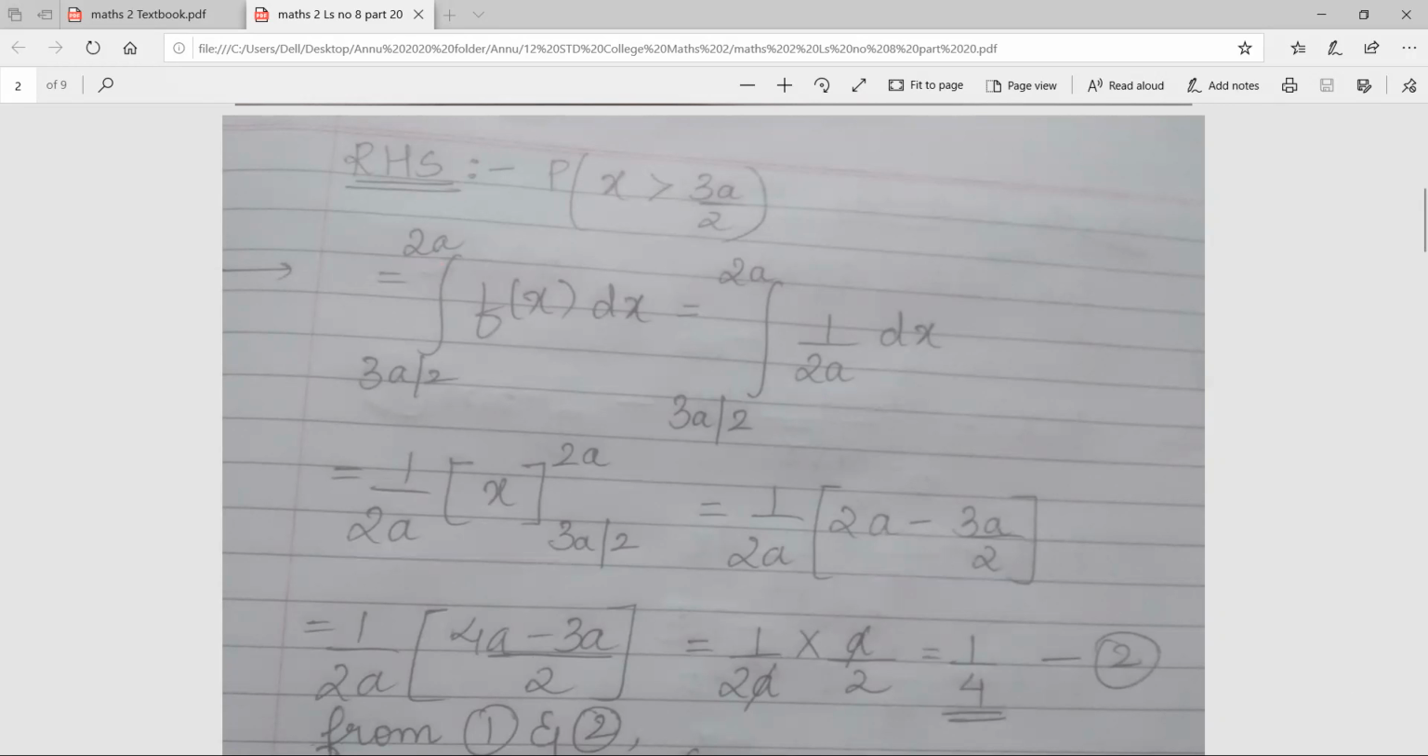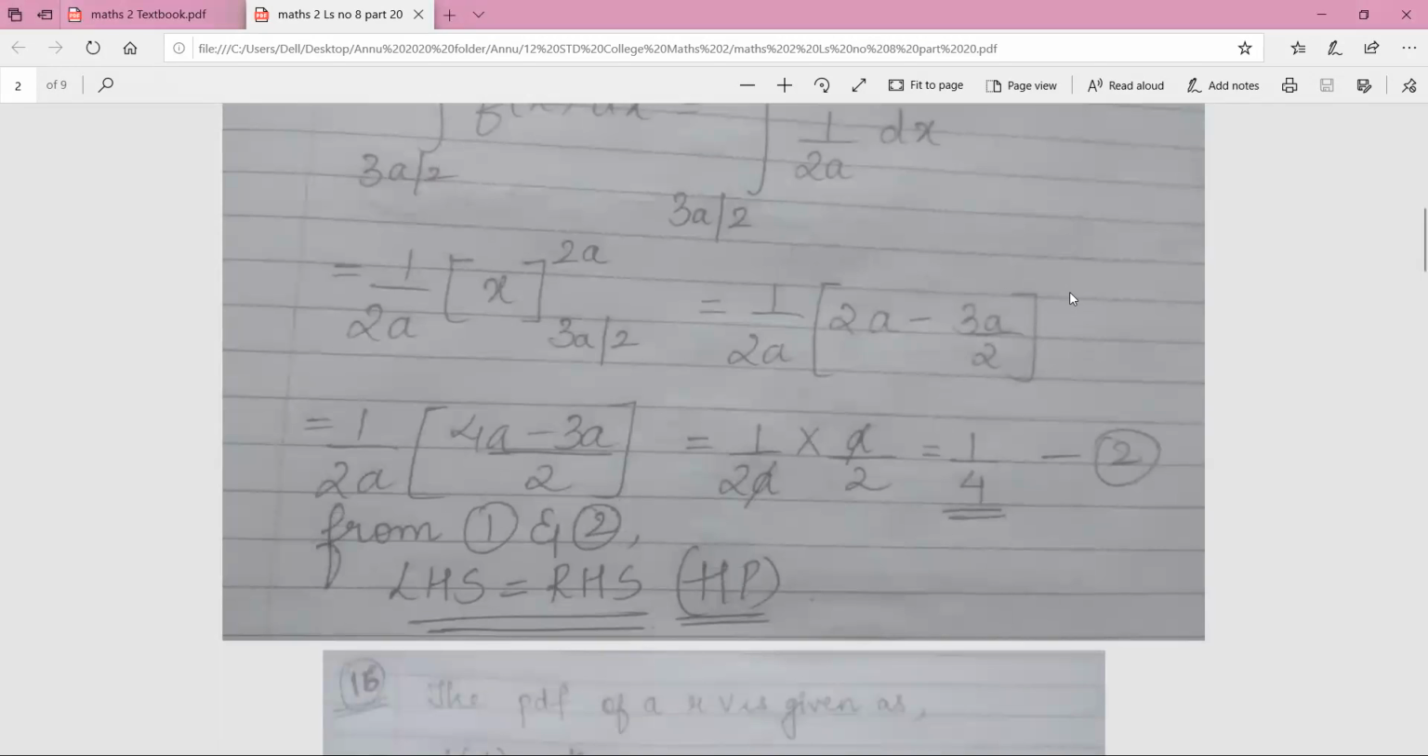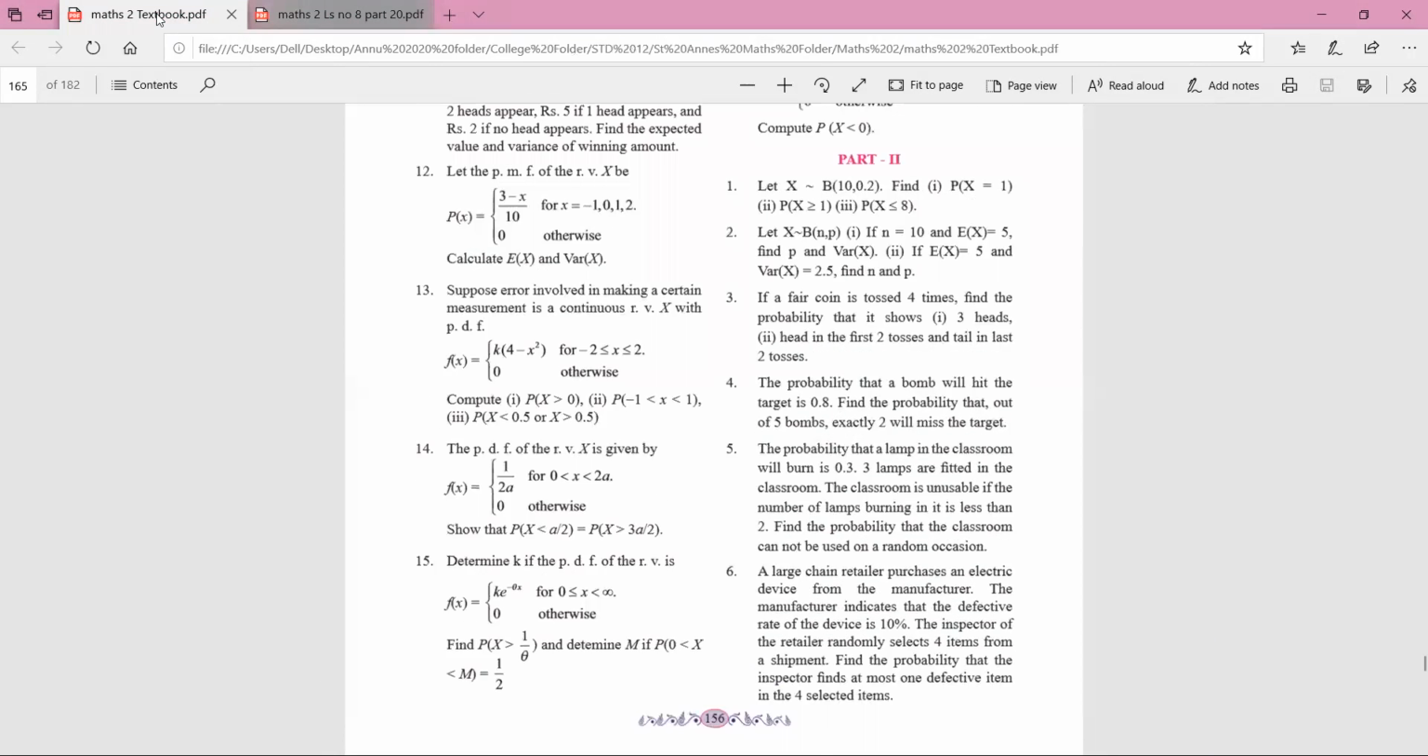So class, as you must have seen, the conclusion from point number 1 and point number 2 is LHS is equal to RHS. And that is what we had to prove, class, sum number 14. So from 1 and 2, I can conclude that left hand side is equal to right hand side.